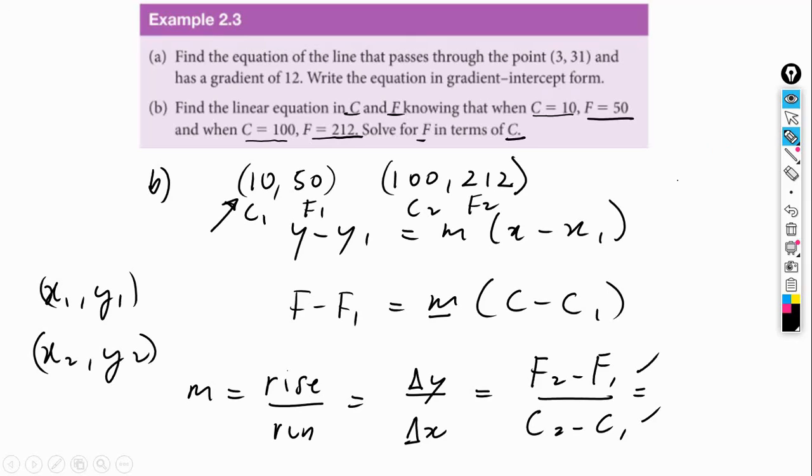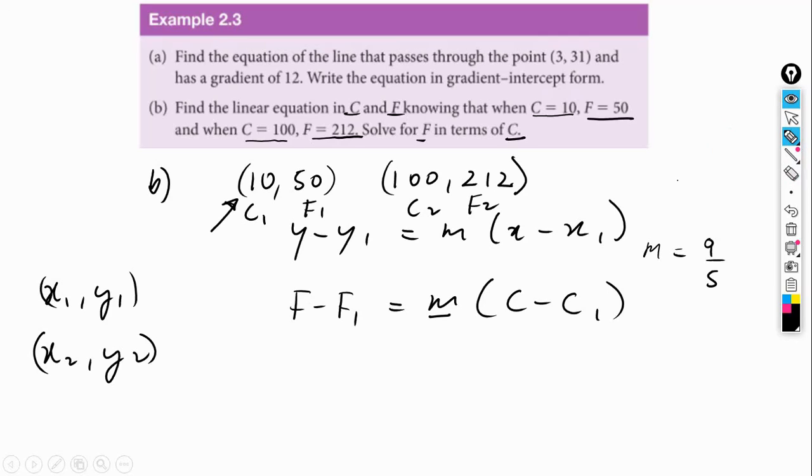So this is going to be 212 minus 50, the difference in y, or the difference in F, over the difference in C, which is going to be 100 minus 10. Notice that we do it in the same order, starting with C2 and F2. And in the end, you're going to get that this is equal to 9 over 5. So now we have all the information we need. So we said that m, or the gradient, is equal to 9/5, or 9 over 5.